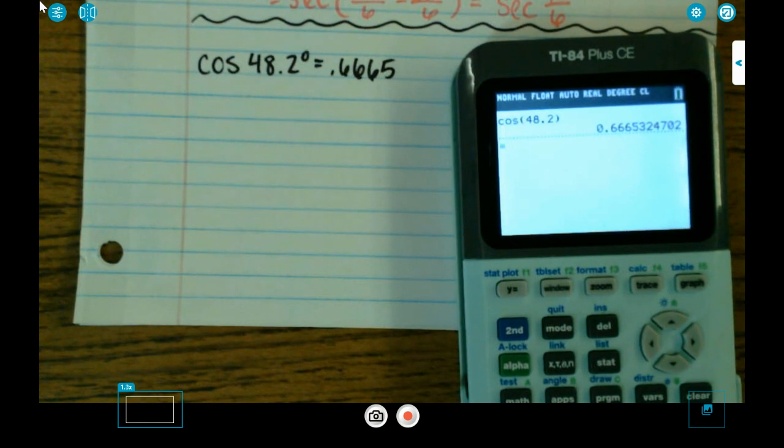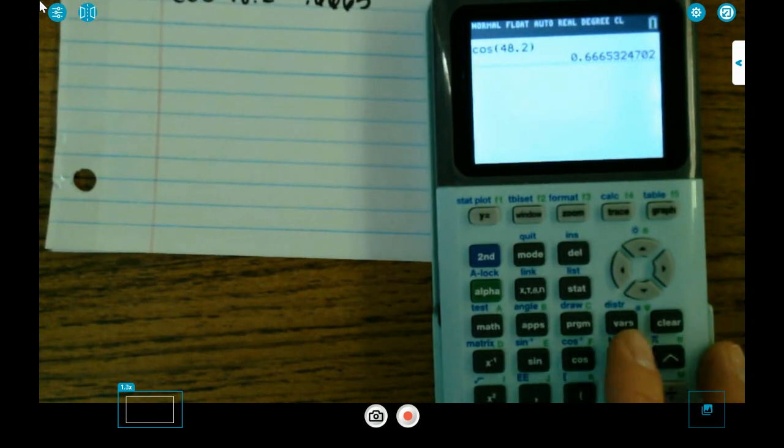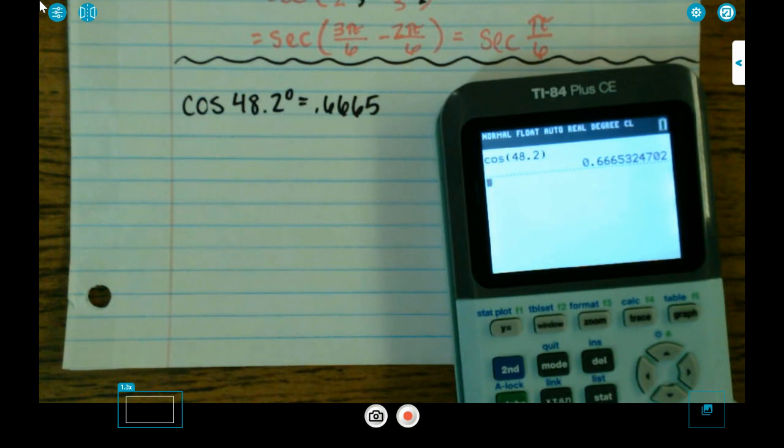Okay. Next thing that you need to be able to do is use a calculator to evaluate cotangent, secant, and cosecant, because your calculator only has sine, cosine, and tangent buttons. It doesn't have buttons for the rest of them. So here's what you need to know.